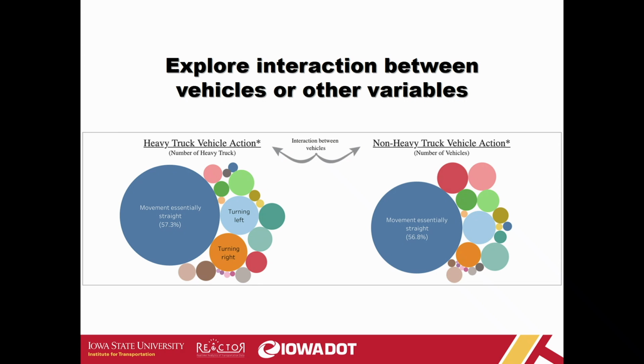The one other chart that they feel is really effective for them is to be able to see the interactions between the vehicles. So not just looking at what the vehicle action was for all the vehicles involved in the crash, but separating it out between the heavy trucks and the non-heavy trucks. So what was the heavy truck doing, and what were all the other vehicles involved in the crash doing? This allows them to select, say, a turning left movement, and then see all the corresponding vehicle actions for the other vehicles involved in the crash, so that they can understand this relationship between the heavy trucks and the non-heavy truck vehicles.